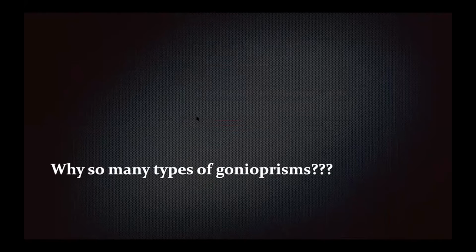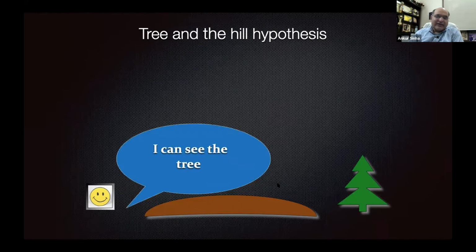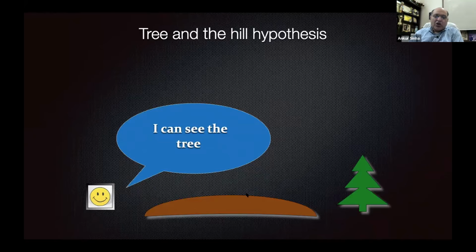Now the question is why there are so many types of gonio prisms. The answer lies in the tree and the hill hypothesis. So consider that the angles are the tree, the observer is here, and this is the hill, which is the iris. So in Westerners, when the iris is flat, we can clearly see the foot of the tree, which is the angle structure. So we can easily see the angles when the iris is flat or concave.